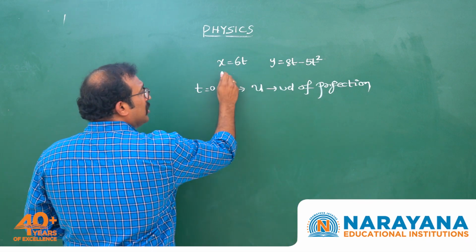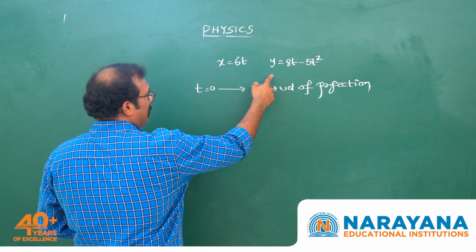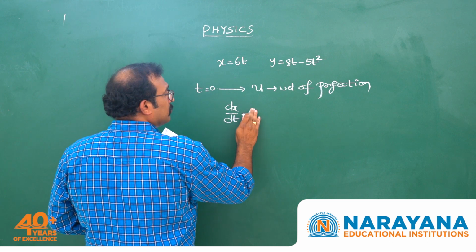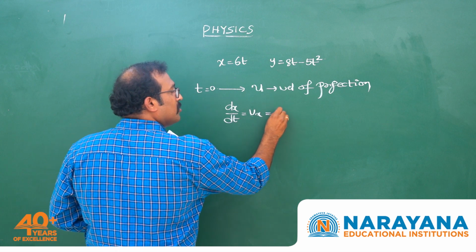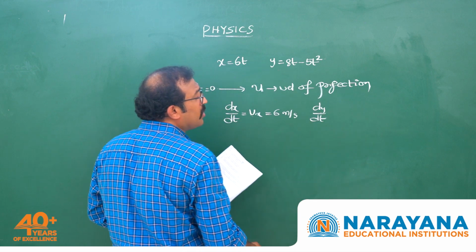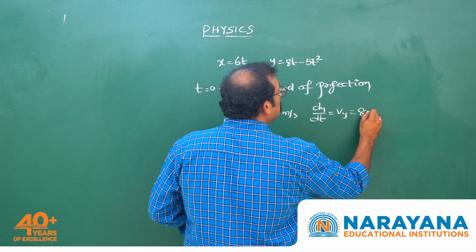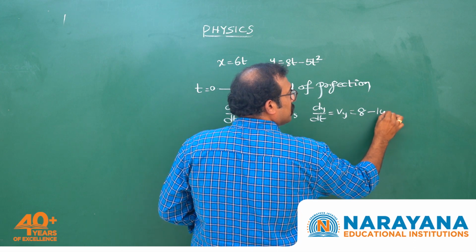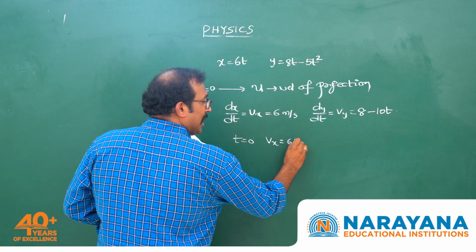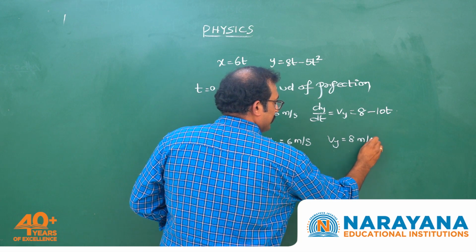Therefore, differentiate the above two equations of x and y. We get the components of x velocity and y velocity. So dx by dt is equal to 6. So we can write Vx is equal to 6 meter per second, and dy by dt, differentiating the y equation with time we get the y velocity component, which is 8 minus, t square is 2t, therefore 10t. So at time t is equal to 0, Vx is as it is because it moves with uniform speed. So Vy is 8 meter per second.